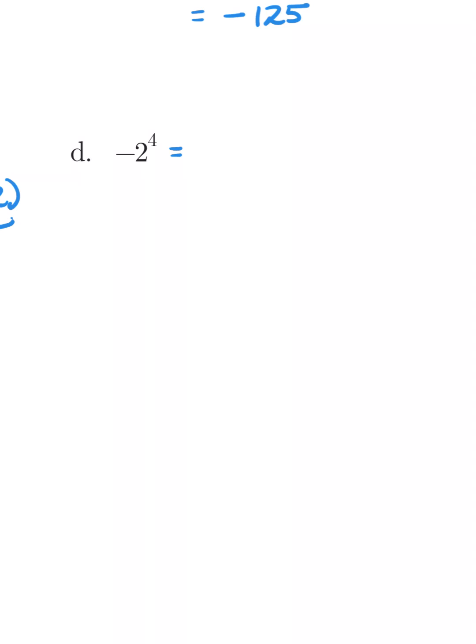This one, because the negative is not inside parentheses, what this is actually equal to is -2 raised to the fourth. And so we only have one negative, and then our 2 to the fourth, this is 2 times 2 times 2 times 2. And as we saw in the previous example, that was equal to 16. And again, because the negative is not inside parentheses, we do need to keep it.